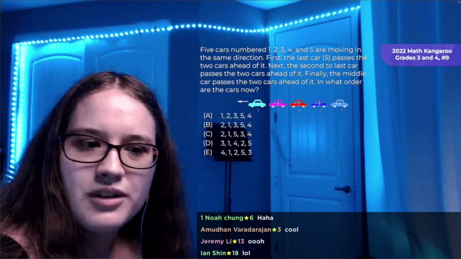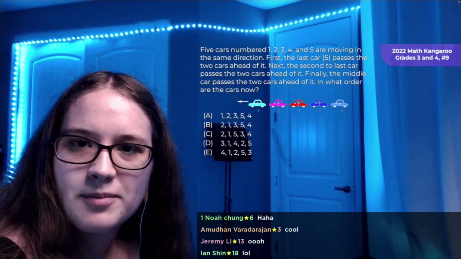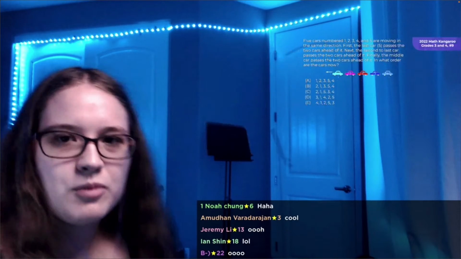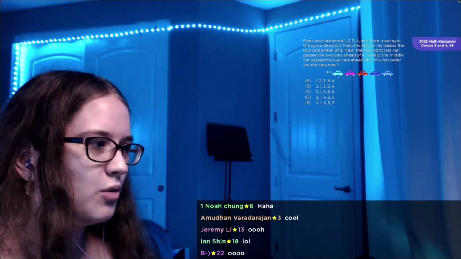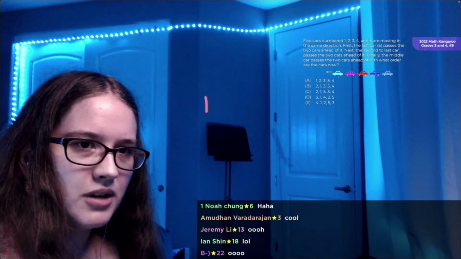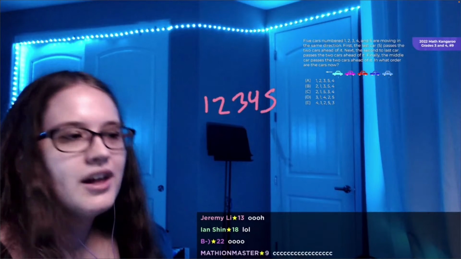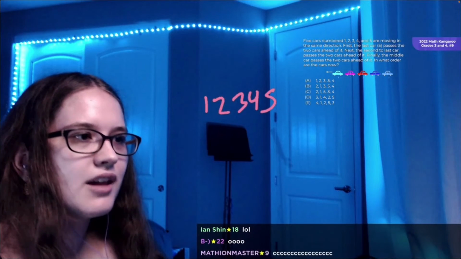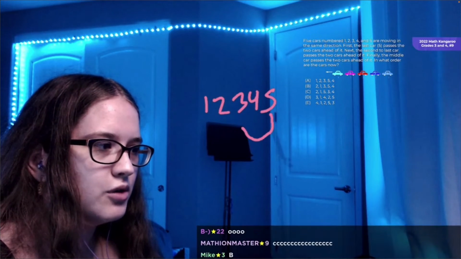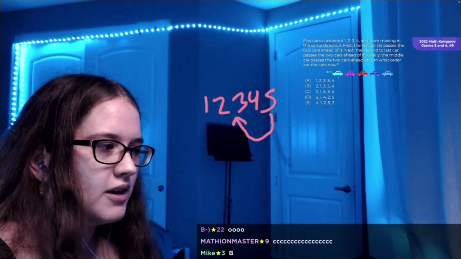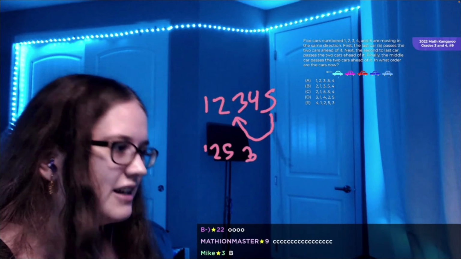We are going to draw ourselves a nice little diagram. I am going to read it aloud as we walk through these steps. The first step is to write our cars: 1, 2, 3, 4, 5. Then we look at the first sentence. The last car passes the 2 ahead of it. That means 5 moves here. So 1, 2, 5, 3, 4.